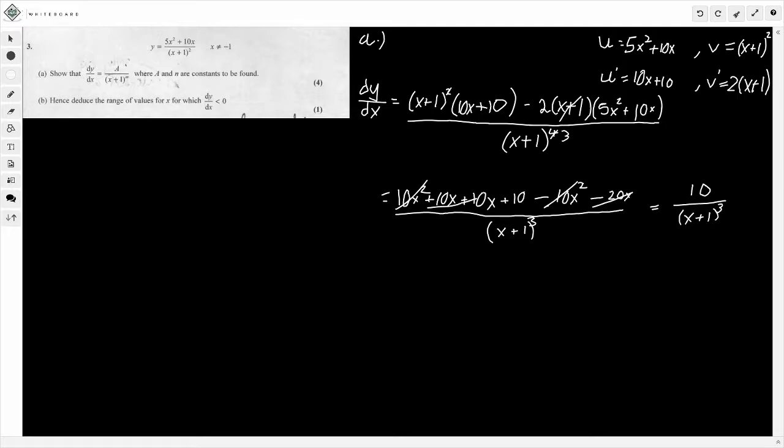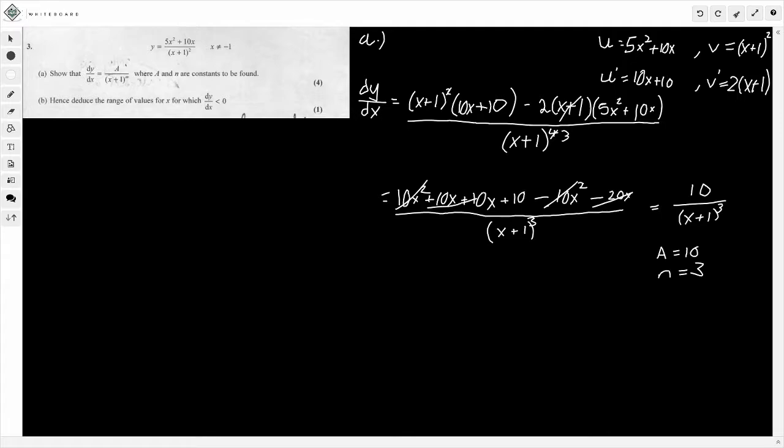And there we have it. Your A is 10 and N is 3. So A is equal to 10 and N is 3. And there we have it. That's the 4 marks for that part. So that's the highest part of this question done. And then part B is just a 1 marker. It says, hence, deduce the range of values for x for which dy by dx is less than 0.